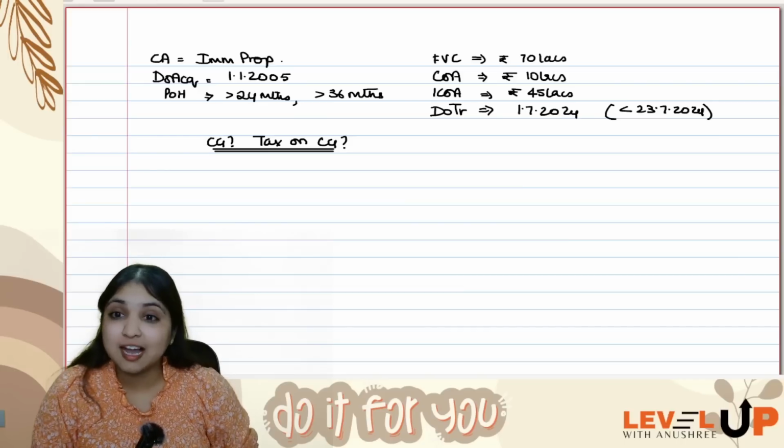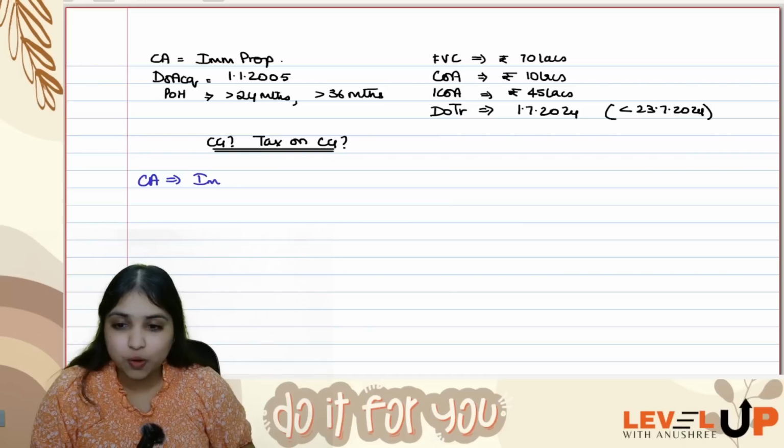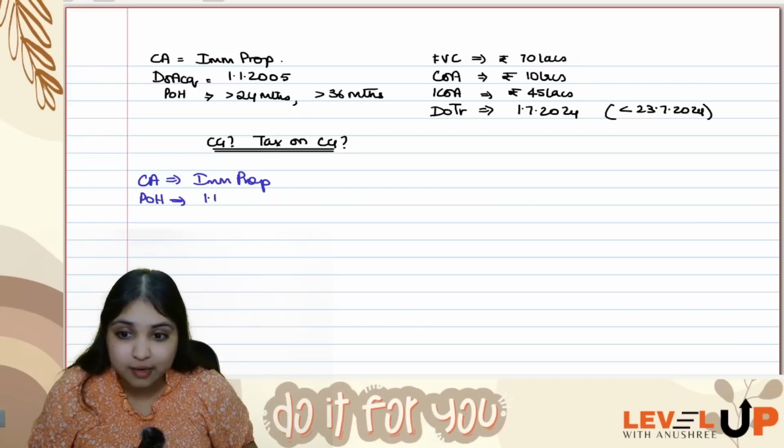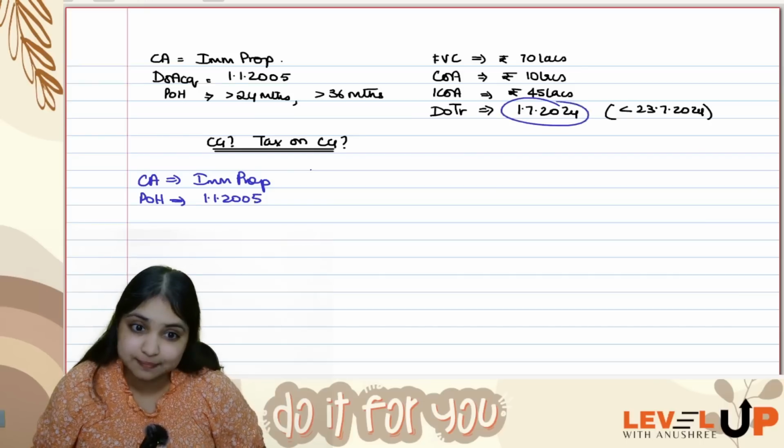Now, how do I generally ask you to compute capital gains? First, start with what is the capital asset transferred. Okay, it is immovable property. Then we see the period of holding, guys. Period of holding over here: when did we acquire? 1st Jan 2005.